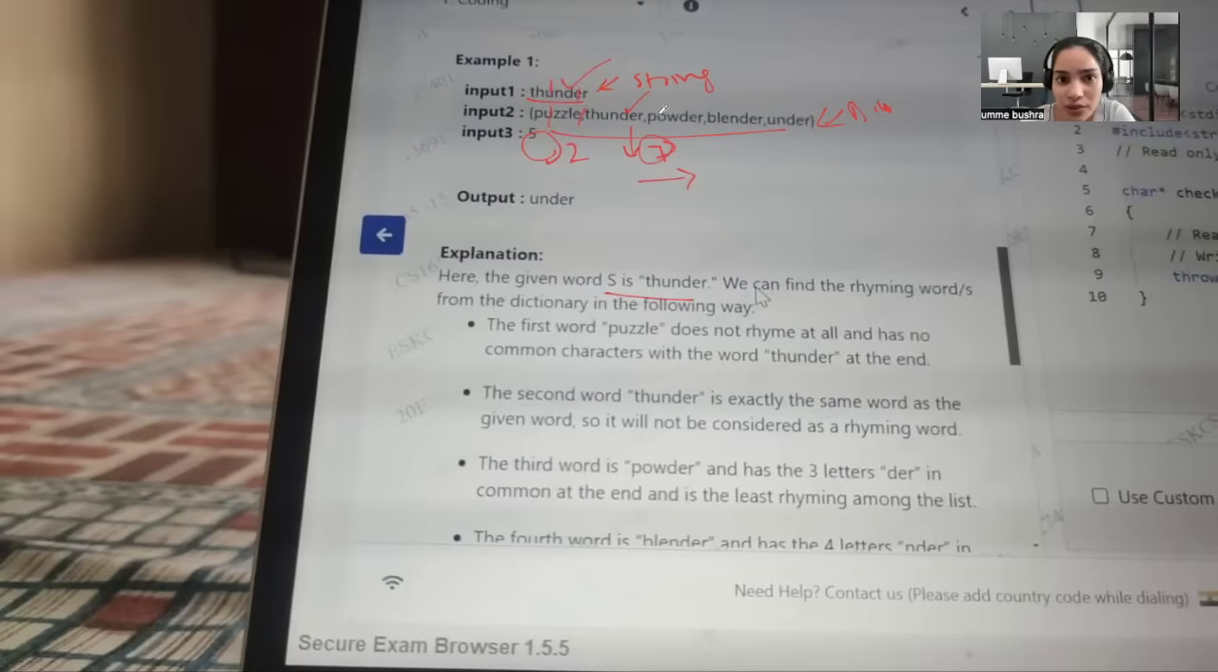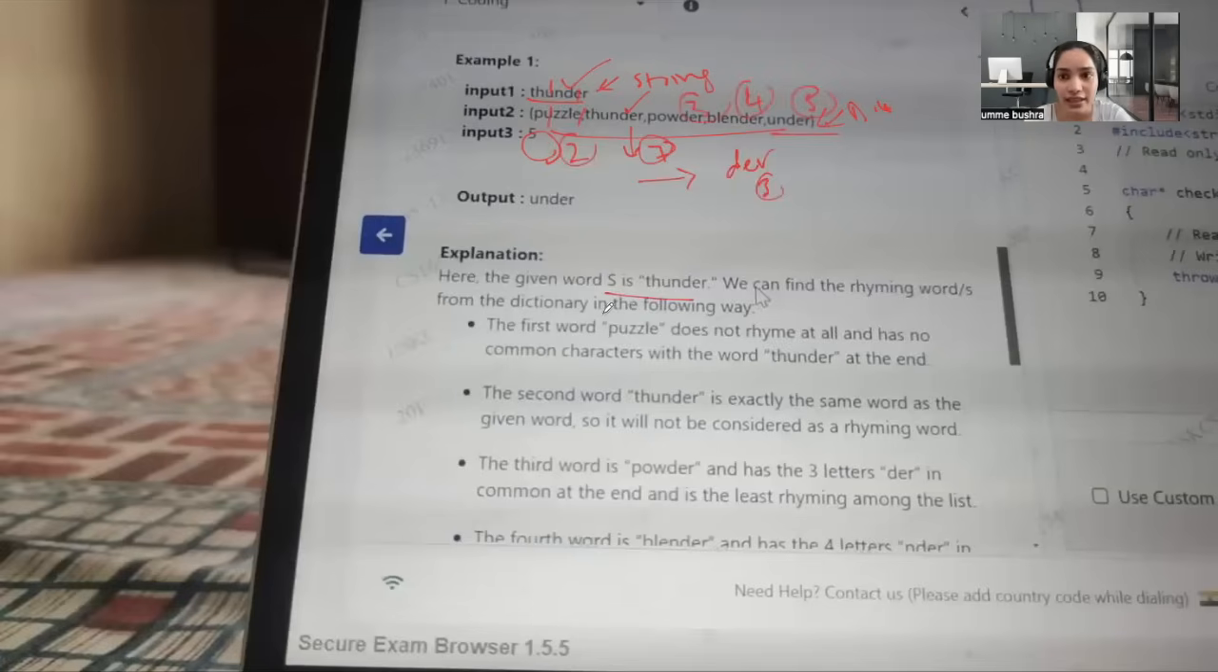Okay, next powder. Let's see how many are matching. P, O, W, D, E, R, which means 3 are matching. Here we have 3. Blender. Again, I think it's the same. 4 are matching here. Under, 5 are matching here. So this is what we have as the number of letters matching.